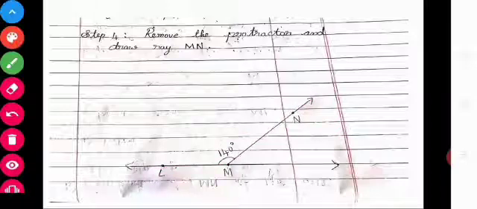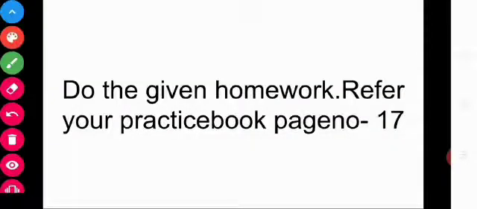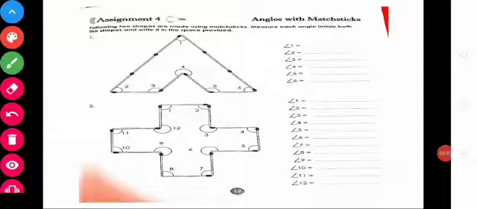I hope you understood this topic. I have given the homework in your practice workbook, children. Page number 17. Look at that. Assignment 4. The following two shapes are made using matchsticks. Measure each angle inside the shapes and write in the space provided. So you want to measure the angles 1, 2, 3, 4, 5, 6. So angle 1, how to measure? To measure angle 2, 1, 6.